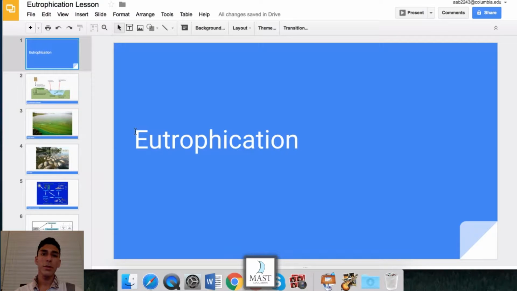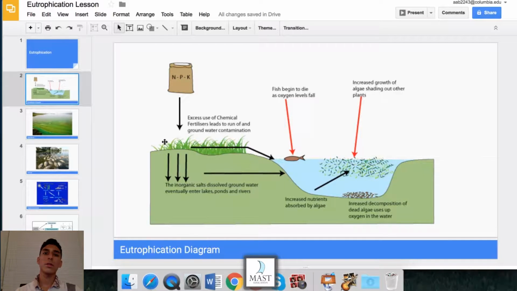Alright, for this demo we're going to look at a topic in AP Bio ecology, a process called eutrophication. Now, eutrophication can occur in any body of water, from a lake to a river to an ocean, but we're going to use a lake for this example. The first step in eutrophication is that the nutrient levels in the lake, such as nitrogen or phosphorus, are elevated, usually due to chemical fertilizers in agriculture running off from farmland into the lake.